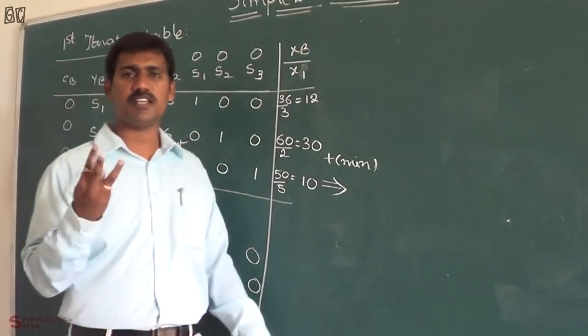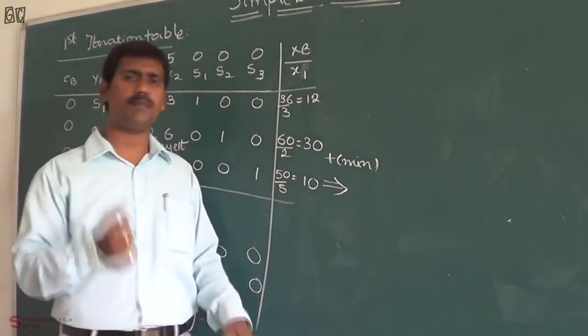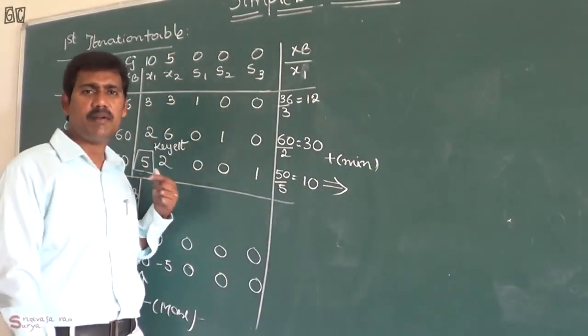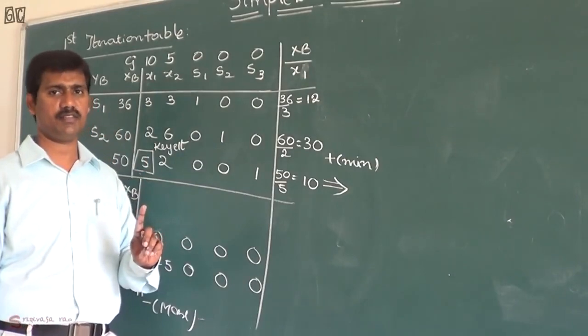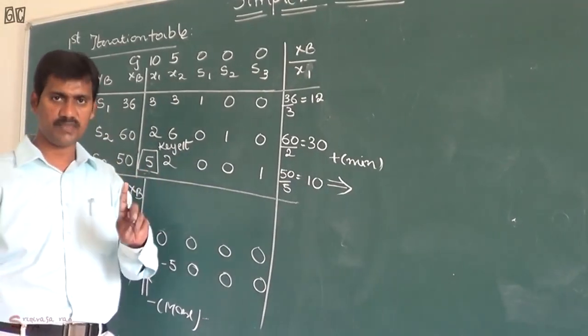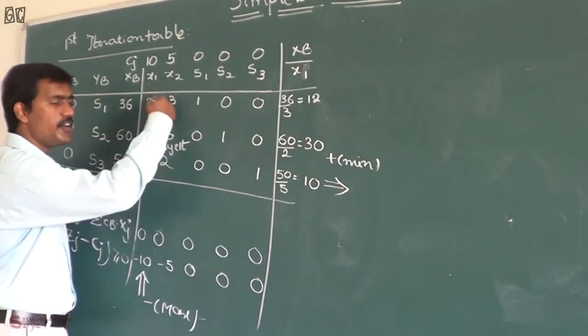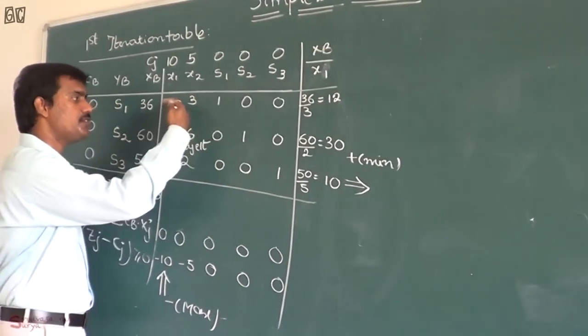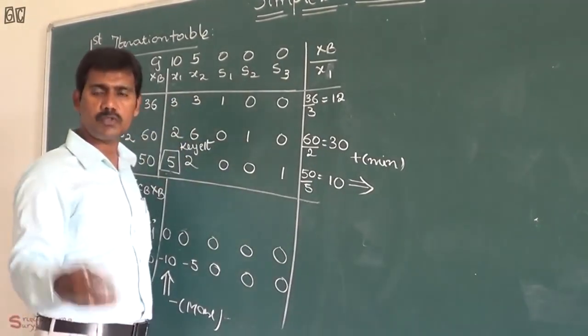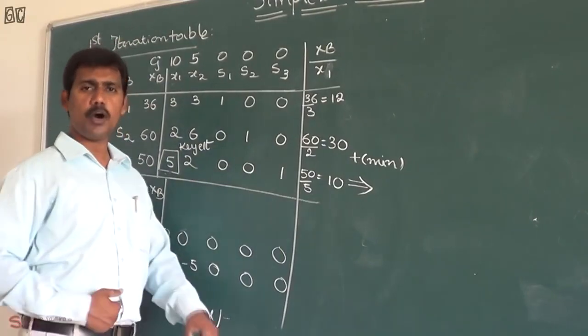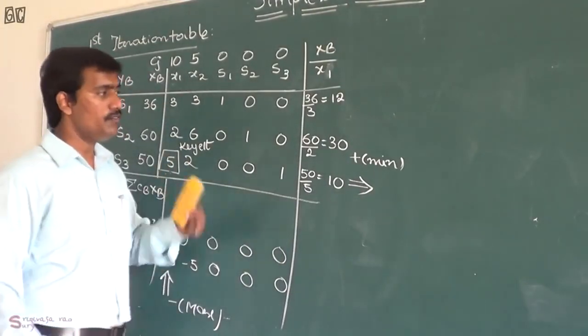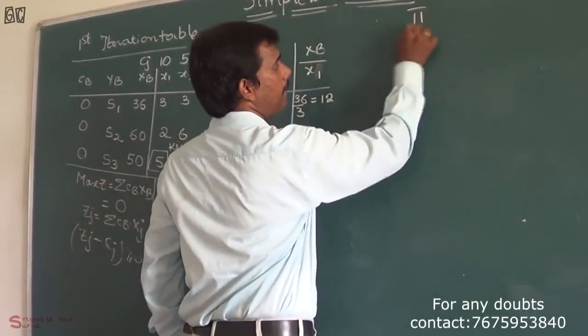So we have 3 steps for the next iteration table. The first step is to make this key element unity by dividing by itself. First we have to make this 5 as 1. And make all the other elements in the key column 0, so we have to make 3 and 2 both 0. We have to use some row operations for this. So we have a second iteration table here.